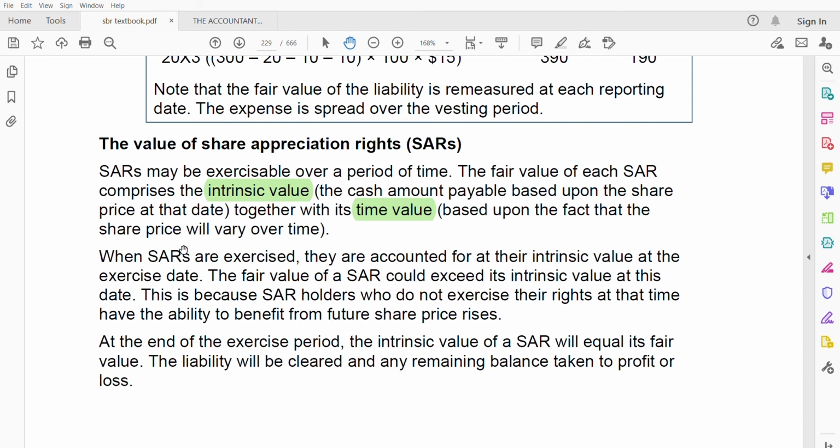When SARs are exercised, they are accounted for at their intrinsic value. That means share price at that day, the exercise date. Okay, the fair value of SAR would equal its intrinsic value at this date. The fair value of that would equal whatever the value at that date.